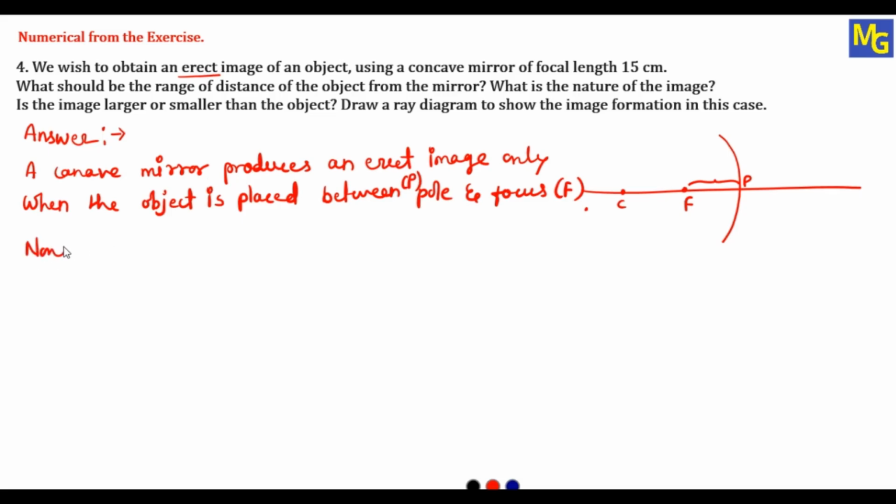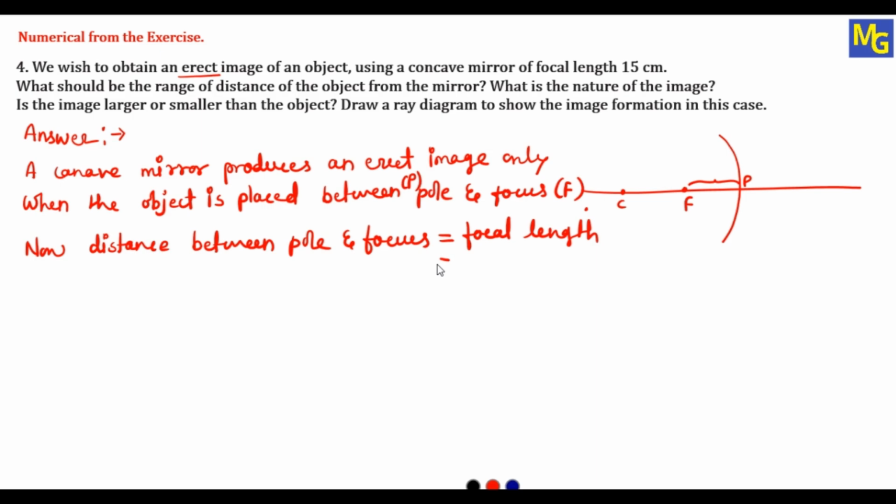Now, the distance between pole and focus is how much? It is nothing but focal length. And how much focal length do we have in this question? Focal length is given as 15 centimeter. So I'll write here focal length, and it is 15 centimeter. Hence, our object should be between these two. Therefore, the distance of the object should be less than 15 centimeters. So I have to write it here.